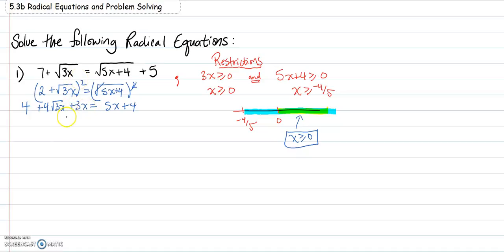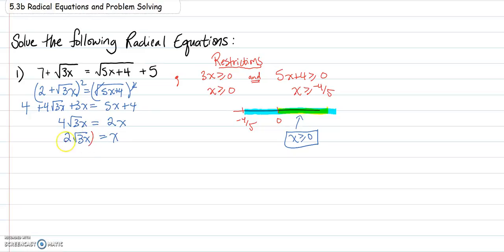So now I still have a radical, but that's okay, I just isolate it again. So I get the 4 root 3x on the left side, and I subtract the 4 and I subtract the 3x from both sides, and I end up getting 4 root 3x equals 2x. I also now notice that there's a GCF, so I reduce down and I get 2 root 3x equals x, and at this point I can now square again.